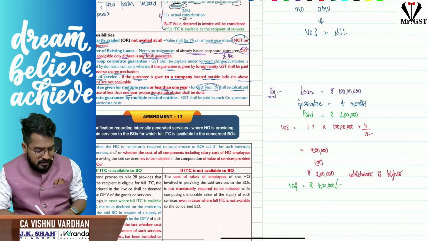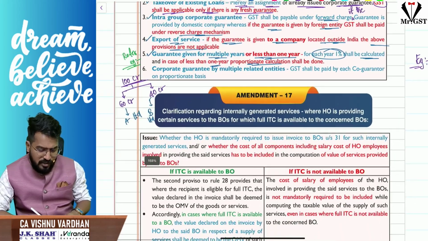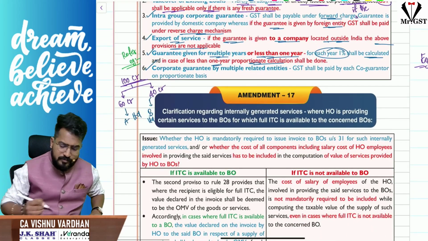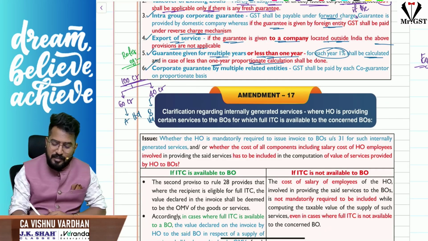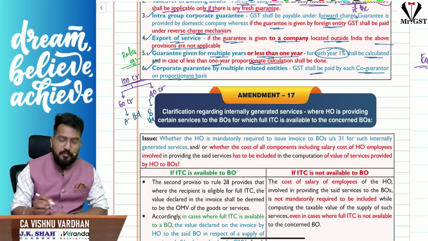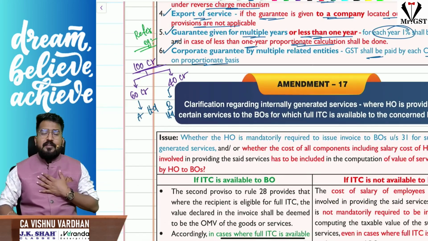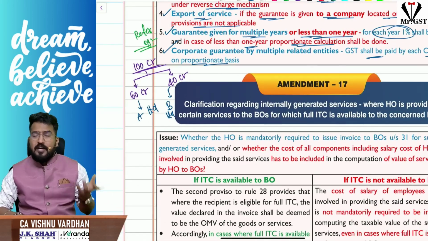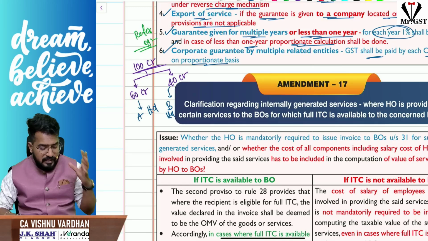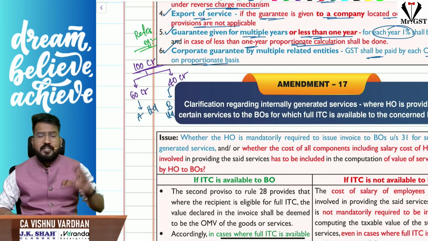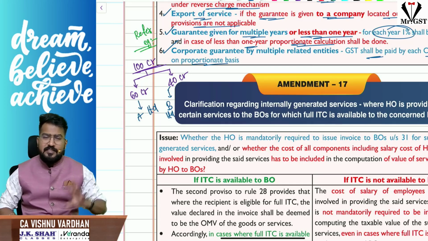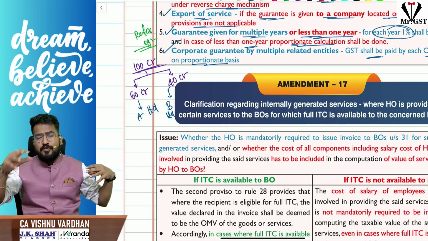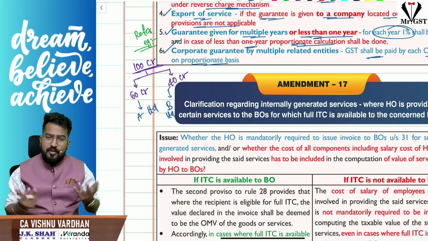Right, next. So, sir, suppose what if the corporate guarantee is given by multiple related entities? GST shall be paid by each such co-guarantor on a proportionate basis. For example, this is Vivad Limited. Sir, 100 crore I am taking loan, and for that guarantee A Limited is giving, B Limited is giving. A Limited is giving for 60 crores, B Limited is giving for 40 crores. In such case, for 60 crores, A Limited will pay GST. For 40 crores, B Limited will pay GST on a proportionate basis.